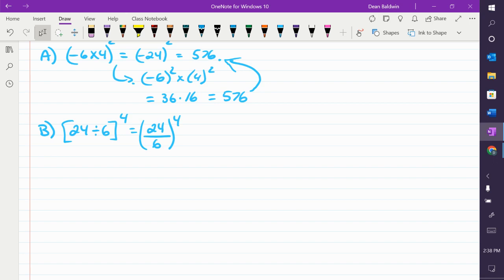What would you do if I gave you this question on a quiz, which I will? You'd solve in the brackets, which is a completely legitimate way to do it. 24 divided by 6 is 4. 4 to the power of 4 is 256.